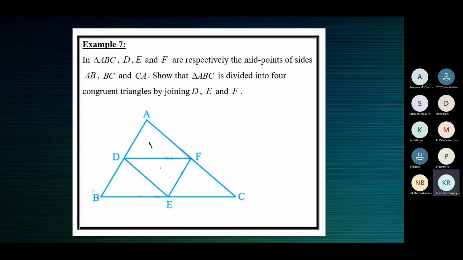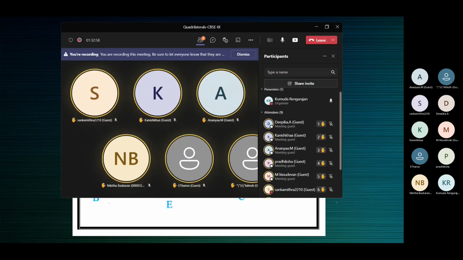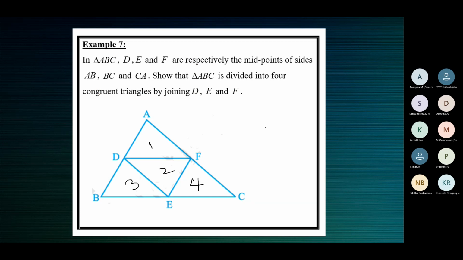Children, we need to prove that triangle 1 is congruent to triangle 2, is congruent to triangle 3, is congruent to triangle 4. Are we all there? I'm not talking to myself, right? Yeah, thank you. So this is what we have to prove.